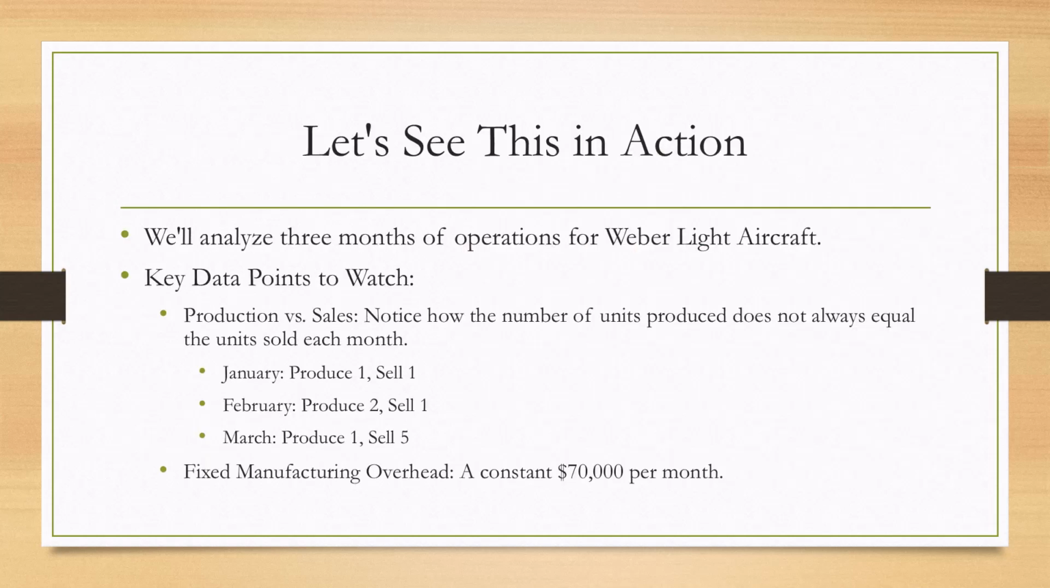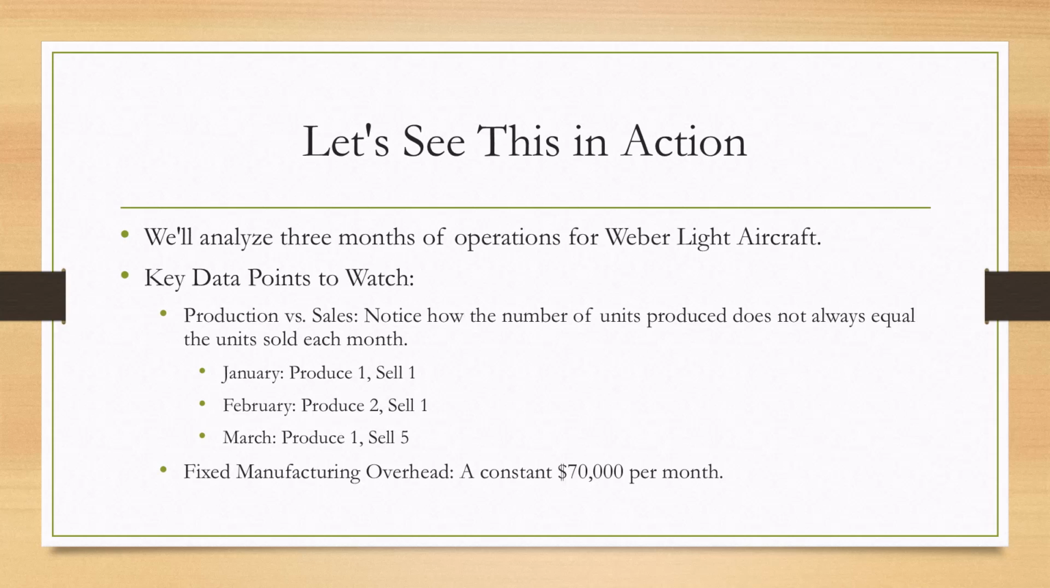To see how this works in practice, we'll analyze 3 months of operations for a company called Weber Light Aircraft. There are a few key data points to keep in mind as we go through the example. First, notice the relationship between production and sales. The number of units produced each month does not always equal the number of units sold.